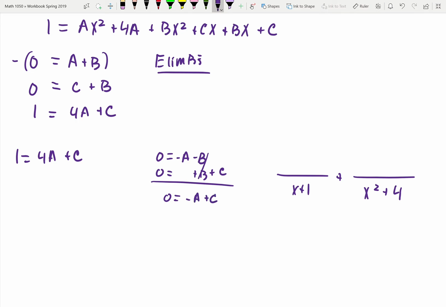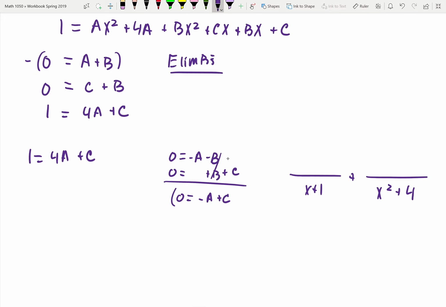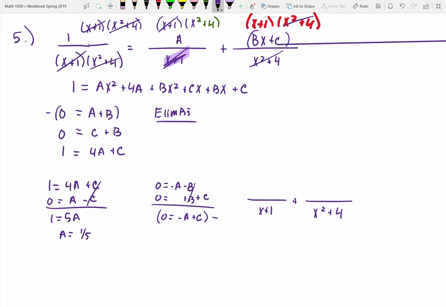Now, I can eliminate the a's or the c's. I'm going to eliminate the c's because all I have to do is change the sign. And I get 0 equals a minus c. Those cancel. And I get 1 equals 5a, divide, a is 1/5, okay? So kind of strange to get a fraction, but nothing to panic about.